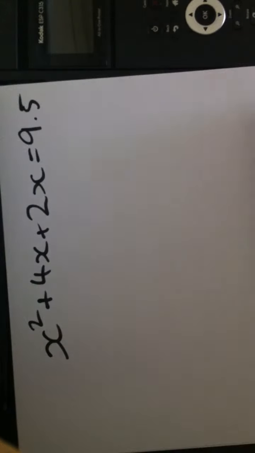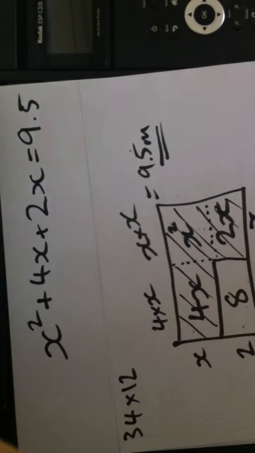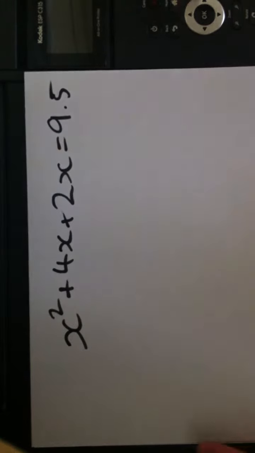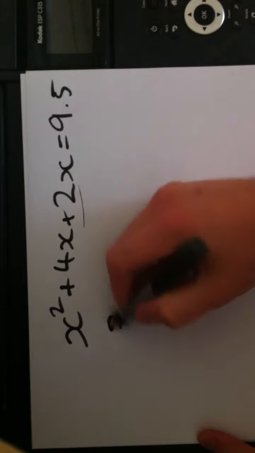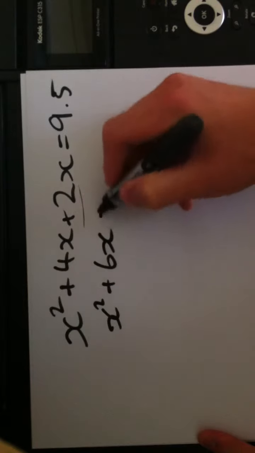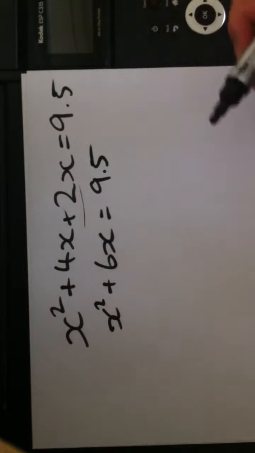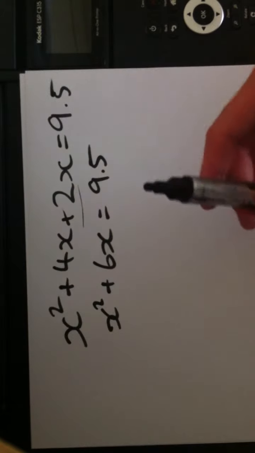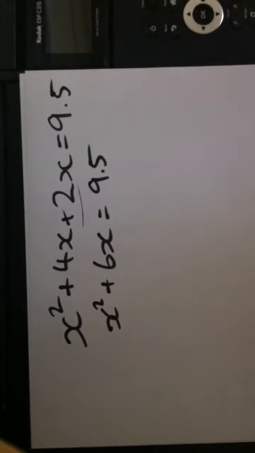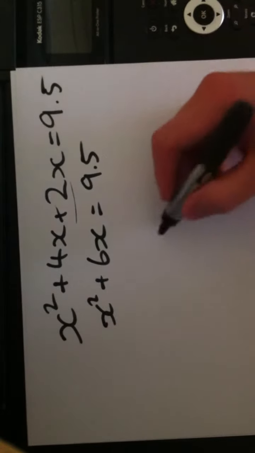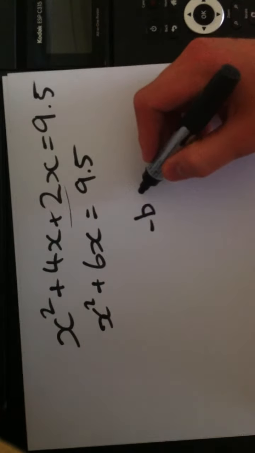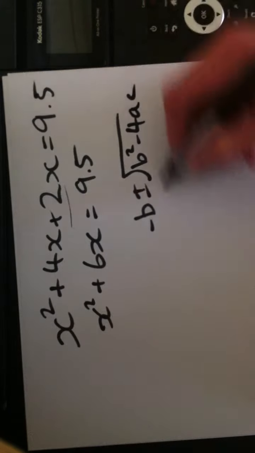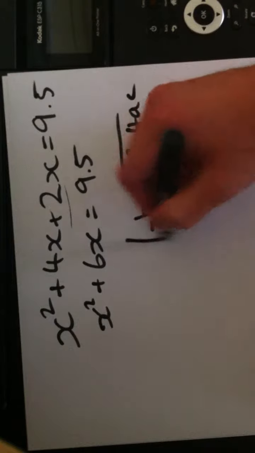And this is the algebra equation that I set up. How we solve it: collect these two together. x squared plus 6x equals 9.5. This is where we can't solve it straightforward. We have to use that quadratic formula which I was talking about. If you can't find the quadratic formula, this is it: minus b plus or minus the square root of b squared minus 4ac, all over 2a.